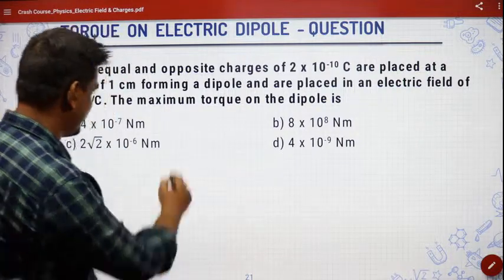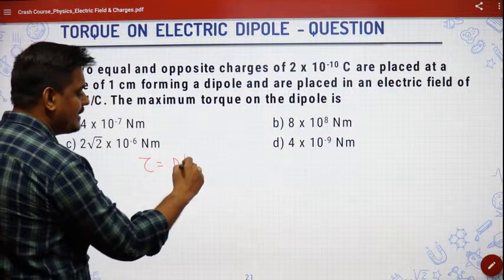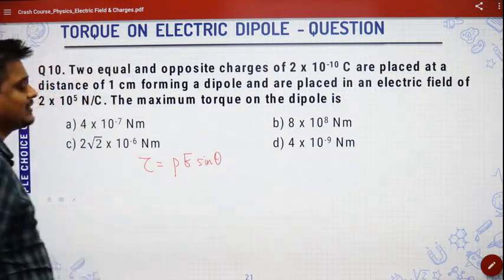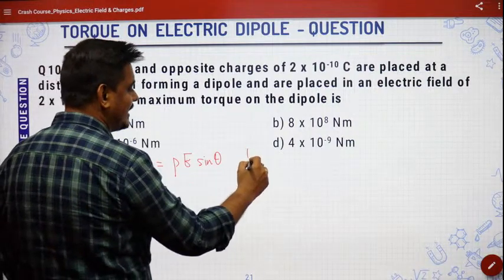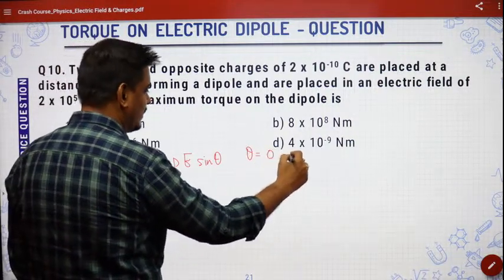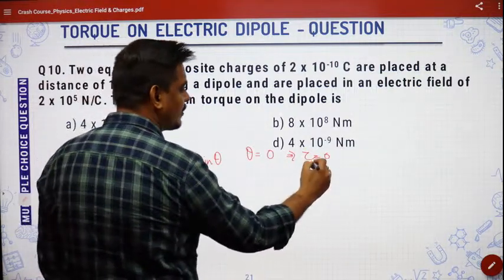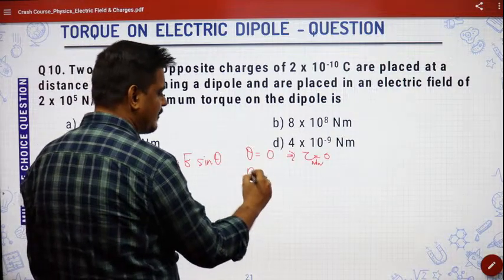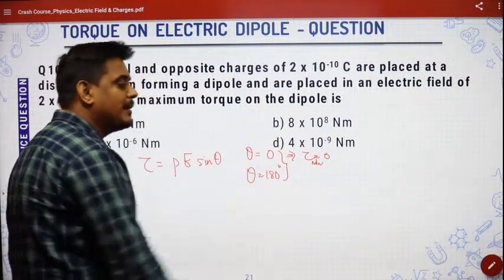Before I start this question, we got the value of tau as pE sine theta. I'm talking about the magnitude. Since sine theta is there, we can clearly see that if theta is equal to 0, then torque also will be 0. That is called the minimum torque. Not only at 0, even at 180 degrees, sine 180 is 0, so torque will be minimum.